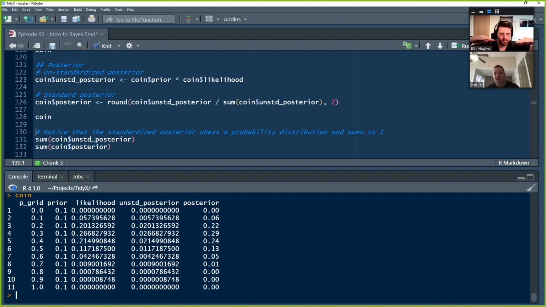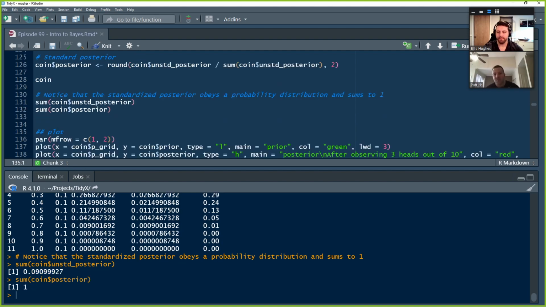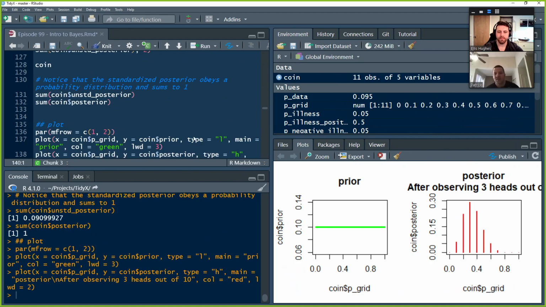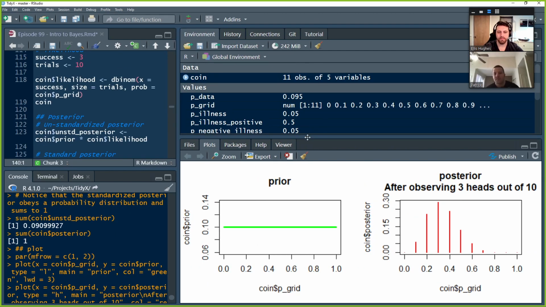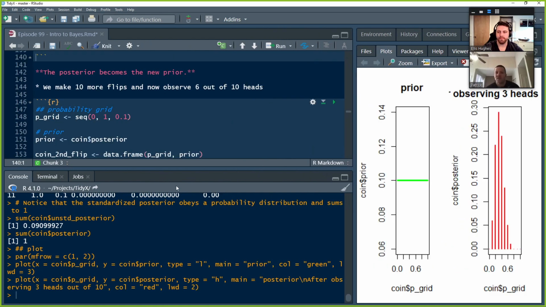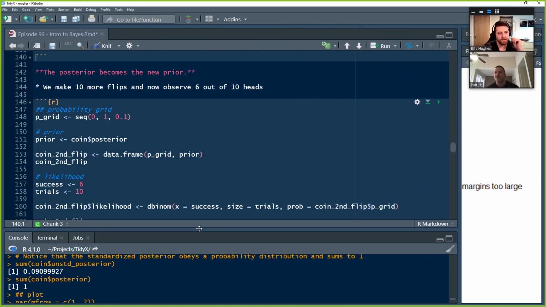We can prove that the unstandardized posterior is not a probability distribution because when we sum it, it doesn't equal 1. But when we sum the standardized posterior, we get 1. We can view both of these in a traditional plot. Now we have a prior that was uniform, and now we have a posterior. That posterior becomes the new prior, and we're going to flip 10 more times. Ellis, do you want to take us through 10 more flips with our new updated prior?